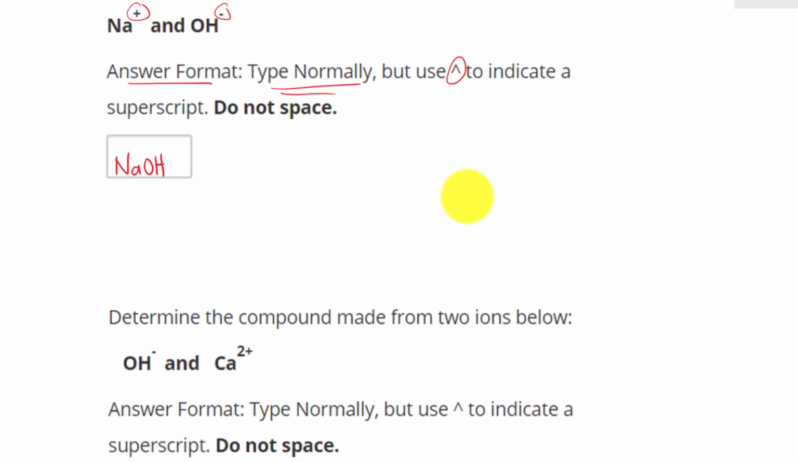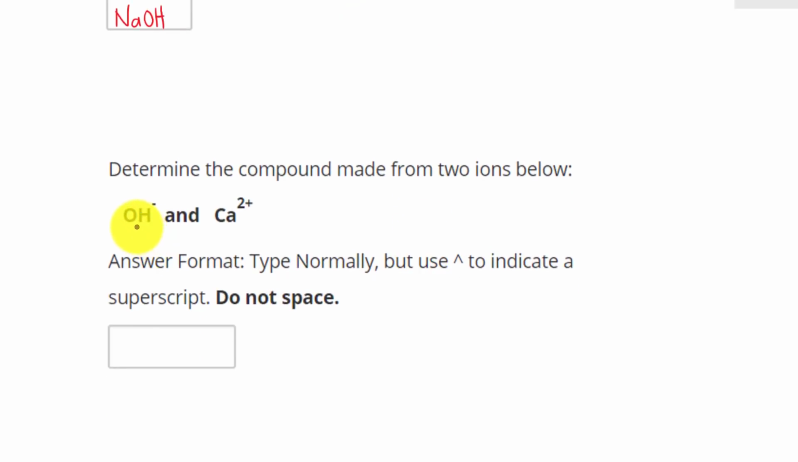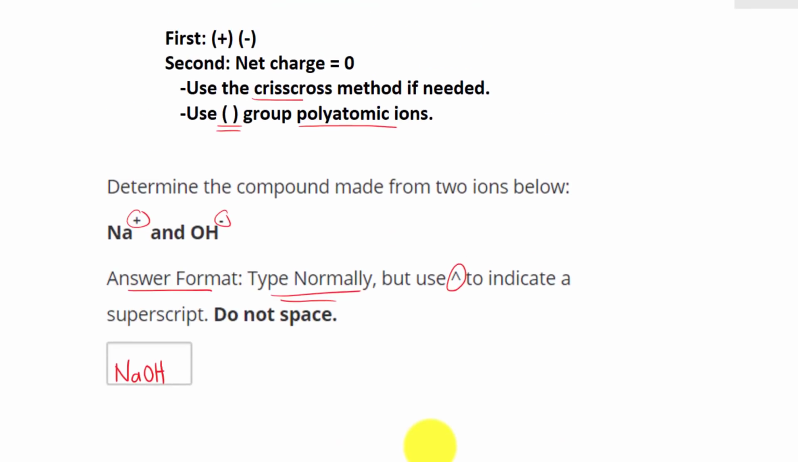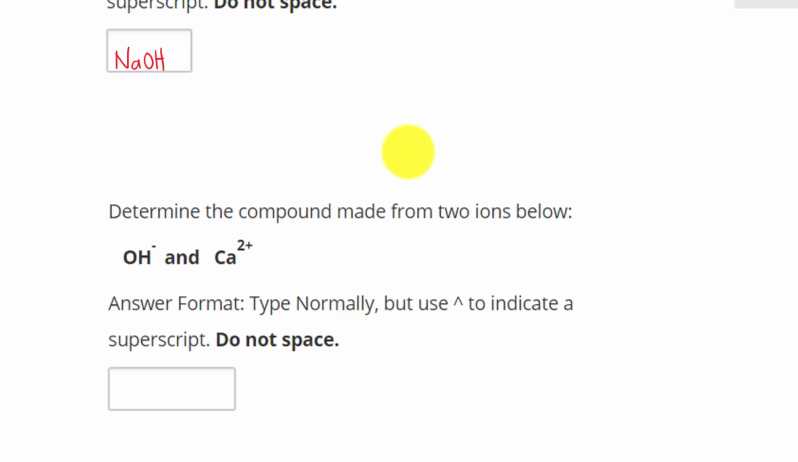Let's try another problem. In this case, we have hydroxide and calcium 2+. Are they in the right order? No. Remember, positive always first, followed by negative. So we have to rewrite it so the positive goes first. We have calcium 2+, followed by hydroxide, which is OH-. And that's the right order. But the tricky part now is, look at this, we have 2+ and we have a minus. That doesn't cancel out to equal 0, okay?